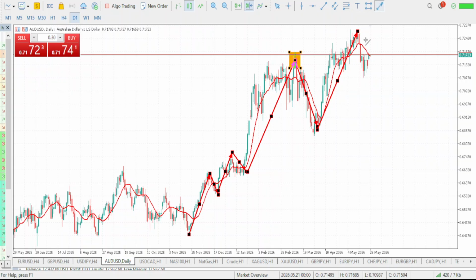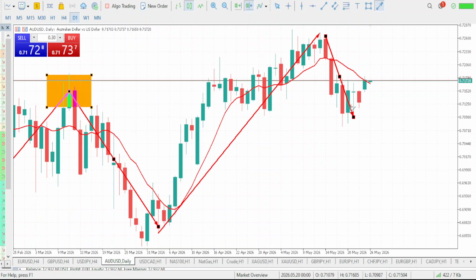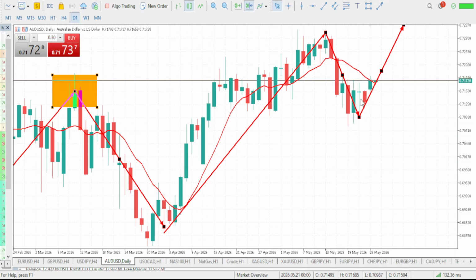Now, this is the pullback right here. So market has given us a pullback. So with this pullback the market has given us, we expect it to continue to push up to give us a new impulsive move. Remember, once it gives you the impulsive move, it tends to give a pullback. After the pullback, then the impulsive move will continue. Now, this is a pullback, and the impulsive move is now playing out.